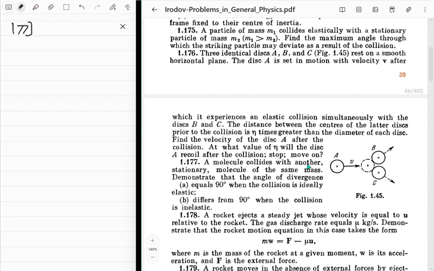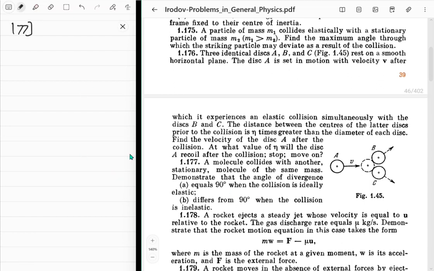A molecule collides with another stationary molecule of the same mass. Demonstrate the angle of divergence. Okay, a molecule with another molecule, it was stationary, same mass, right? Demonstrate that the angle of divergence equals 90 degrees when the collision is ideally elastic. Ooh, that's a nice property.